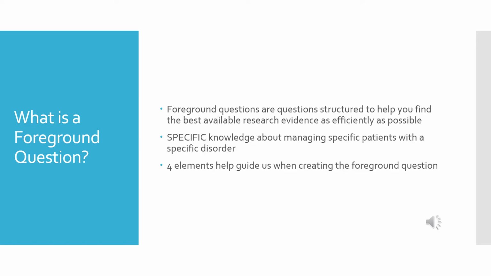So here is where we get very specific. So what is a foreground question? Foreground questions are questions structured to help you find the best available research evidence as efficiently as possible. So these are things that you are not just going to easily find in a textbook or maybe even a search engine. You would have trouble. I'm sure a lot of us had trouble just finding our foreground question because it was very specific, but the more specific, the better. So there are 4 elements that help guide us when we're building these questions because they are a little bit more in-depth than the background question. So we're going to go and learn about PICO in our next slide.